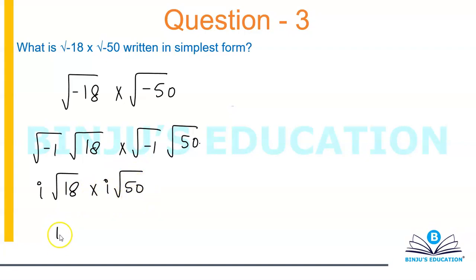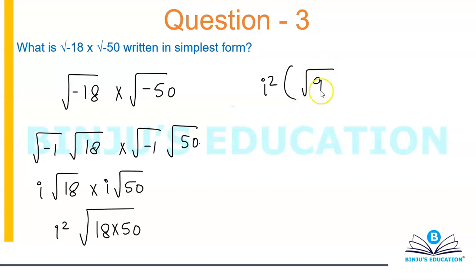i into i is i square. Root 18 into root 50 is root of 18 into 50. 18 into 50 is 900, so that is root of 900. What is i square? i square is minus 1. So minus 1 times root of 900, which is 30. So the answer is minus 30.